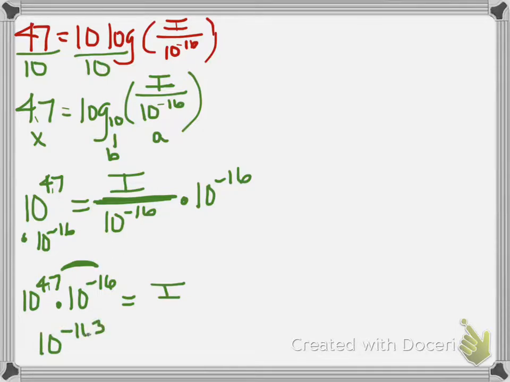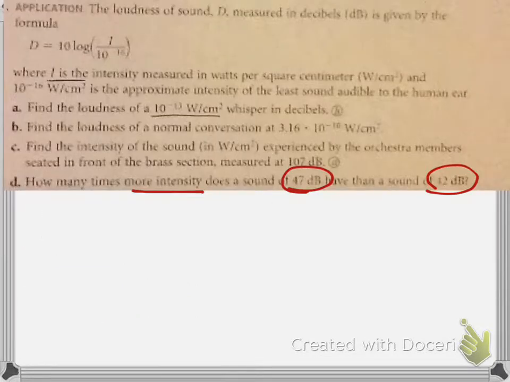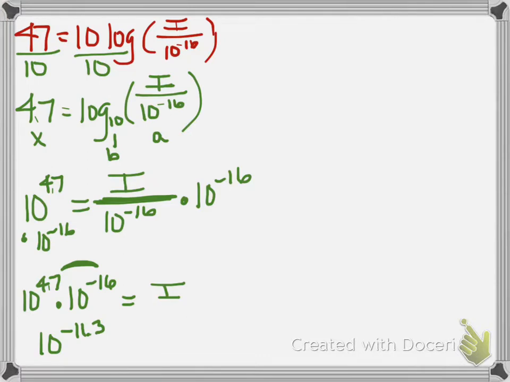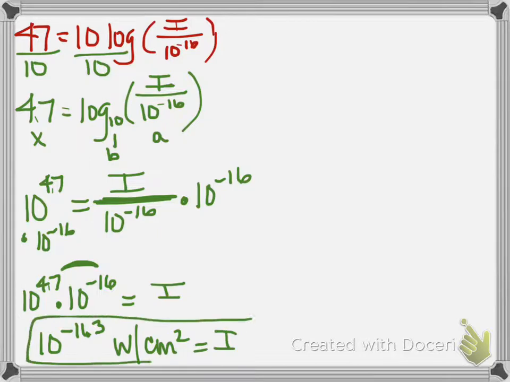And I can actually leave my answer like this because if you notice back throughout the question, I'm just going to flip back real quick, all of the intensities are left as 10 to an exponent of something. Even in the original problem, 10 to the negative 16th. So I'm actually just going to leave this solution that way. It makes my life a little bit easier too. So 10 to the negative 11.3 power. I am going to label it watts per centimeter squared is equal to I. So that's for 47. We also have to figure it out for 42.